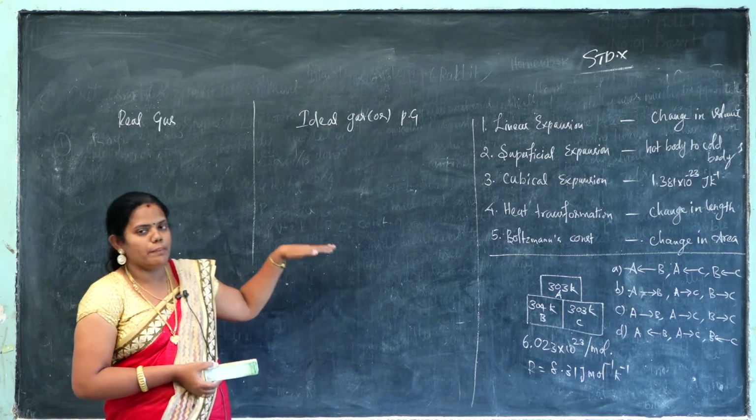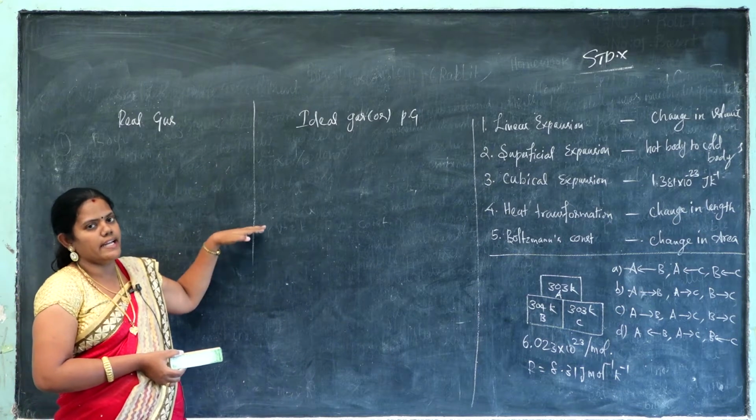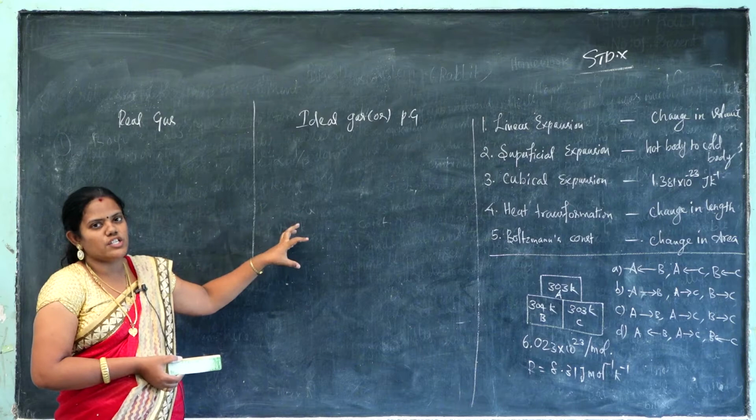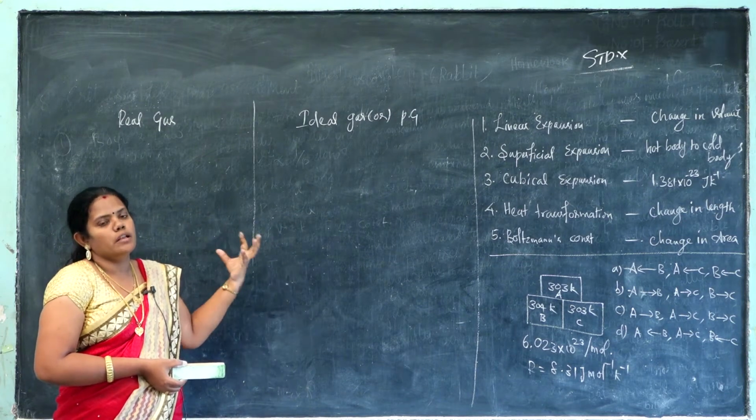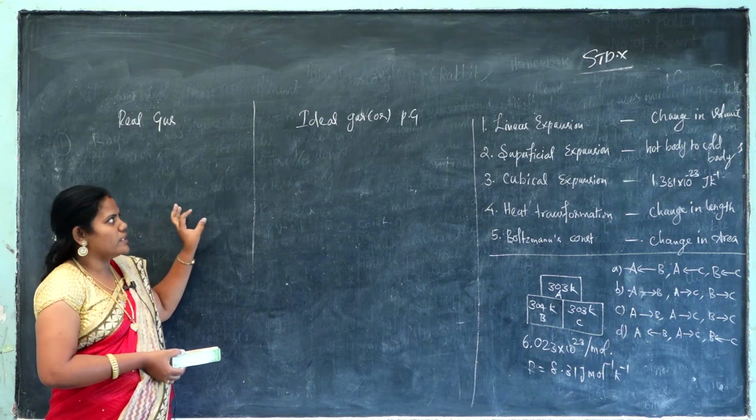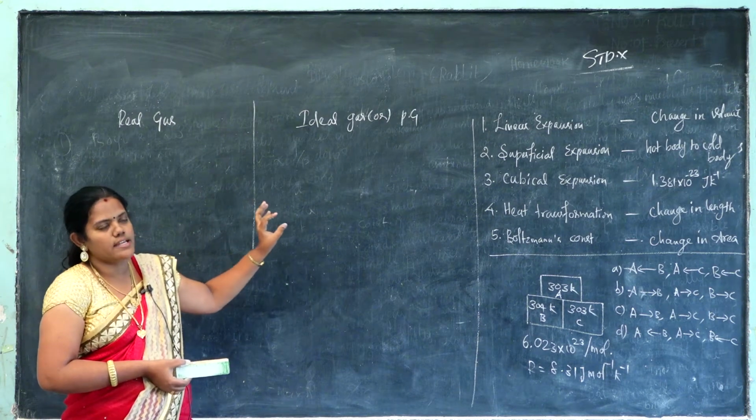ப்ரெஷரை ரெடியூஸ் பண்ணியோ டெம்பரேச்சர் இன்க்ரீஸ் பண்ணியோ ஒரு கேஸை ஐடியல் கேஸை நம்ம மாற்ற முடியும். அப்படி பண்ணும்போது அதோட இன்டர்மாலிகுலர் அட்ராக்ஷன் வந்து என்ன செய்யும், வீக் ஆகி it will be formed as a ideal gas. So real gas is a natural gas and then ideal gas is a perfect gas.